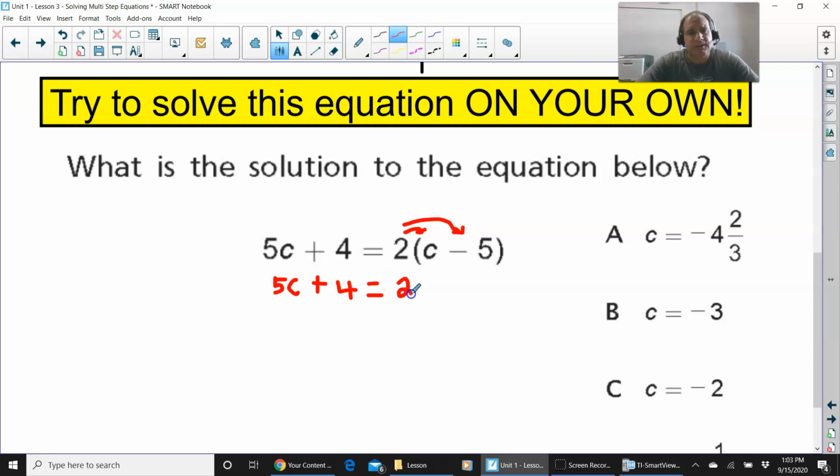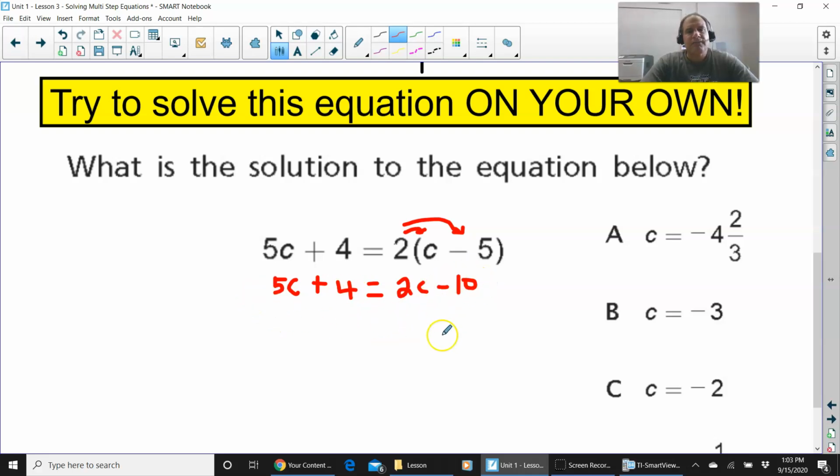It is 2 times c, which is 2c, and then 2 times, I know this says minus 5, but it's like a 2 times negative 5, and that's a negative 10. It's not like you're bringing the subtraction down, this minus sign down. If a teacher tells you that, don't do it. It is positive 2 times a negative 5, and that's a negative 10.